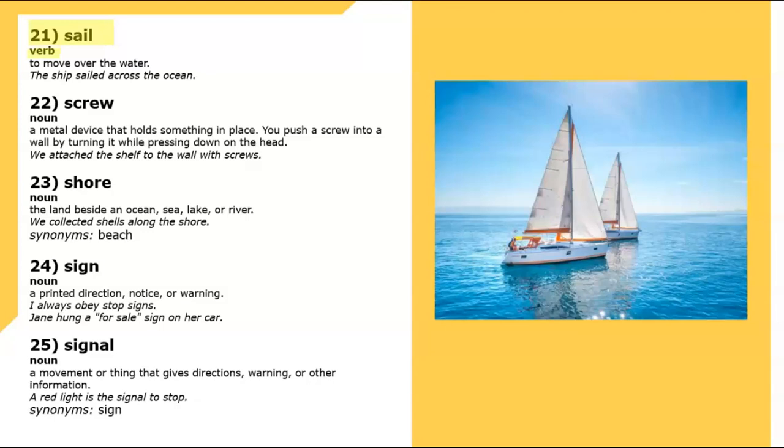Sail. Sail is a verb. It's an action word. It's when you move over the water. So in this picture, there is a sailboat. But sail is not talking just about what this is. It's not talking about that it is a boat. Sail is the action. This boat is moving on the water. So we can say, maybe these people here in the picture, they are sailing.